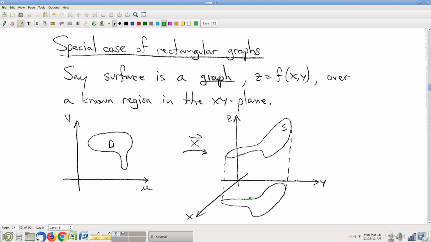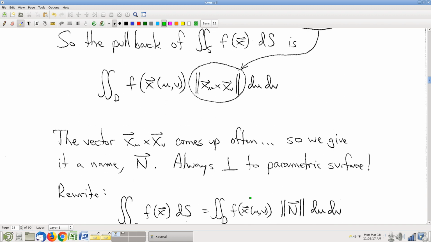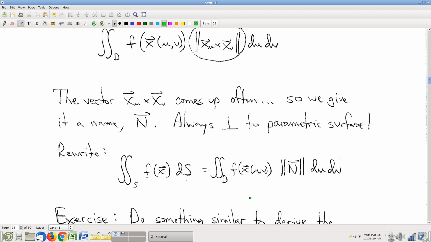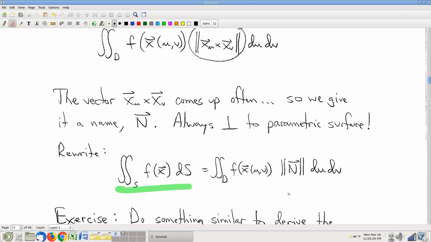Now here's another version of the formulas that we've just been talking about. I want to remind you of our primary pullback formula for a surface integral. It is this formula right there, and you can see the formula for your stretching factor, and we know how to compute this.